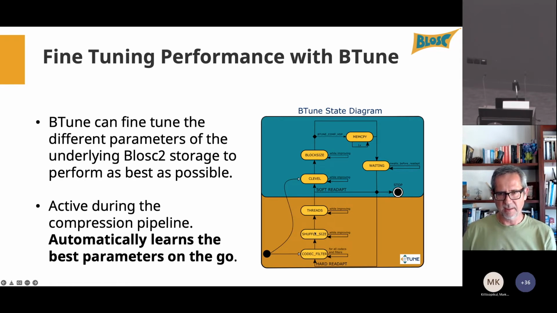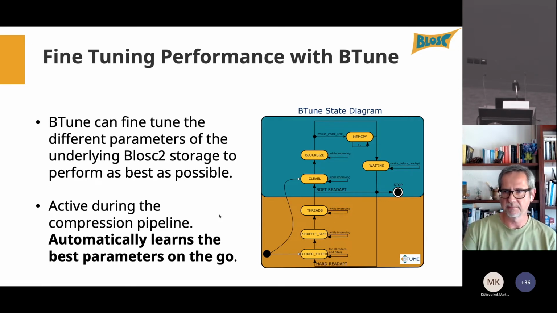Once a combination is found that is good for this data set, it passes to the next stage, which changes the shuffle size. Also the number of threads are checked. So in the end, we can produce a combination of codecs and filters and a number of threads that works optimally. And this is active during the compression pipeline. So it automatically learns the best parameters on the go.